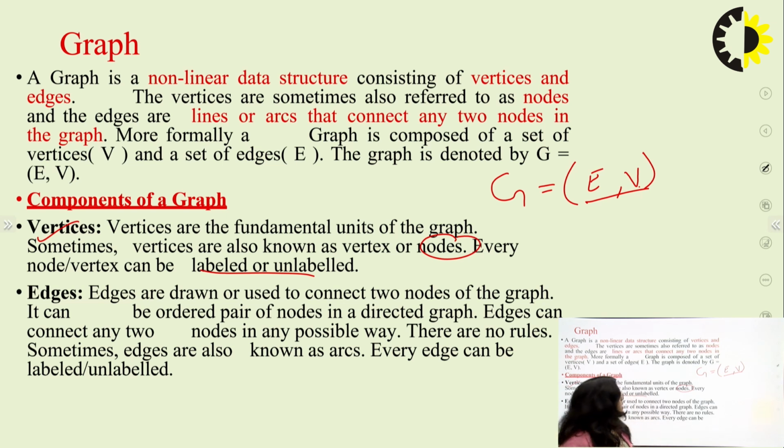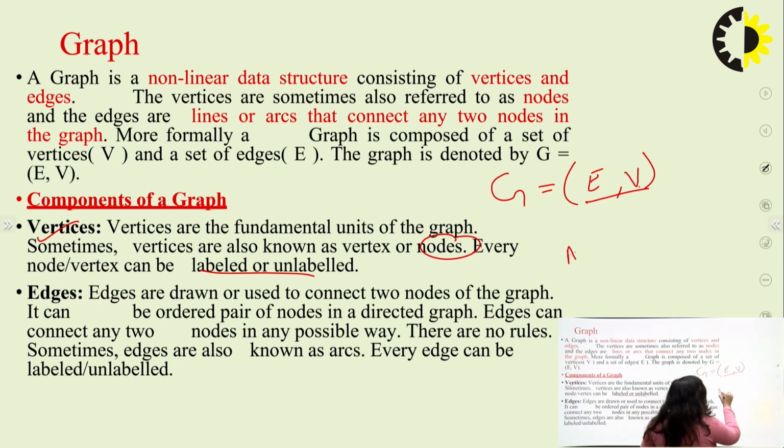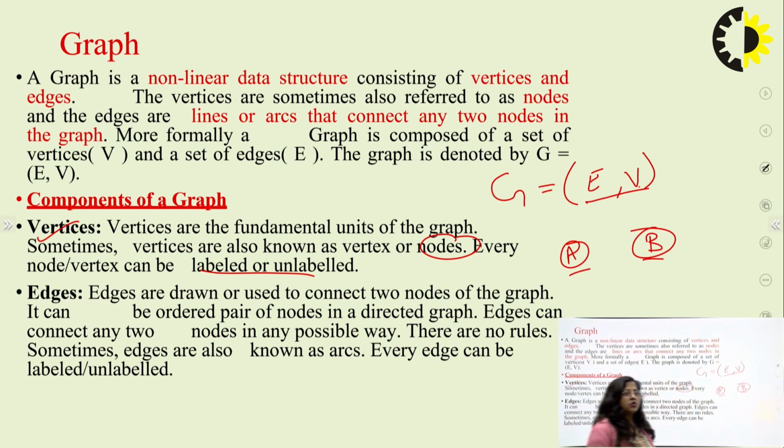And next is the edges. What is an edge? Edges are the lines used to connect nodes of the graph. Let's suppose this is a graph, and two nodes are present in it. The connecting line from A to B is called an edge. It may be labeled or unlabeled.